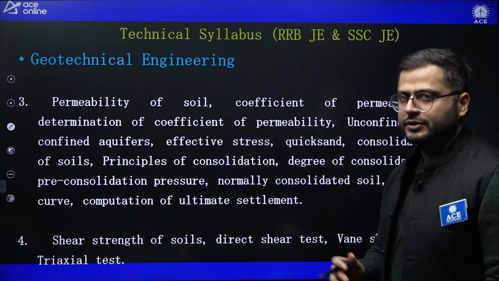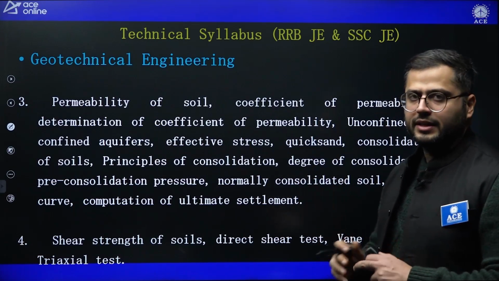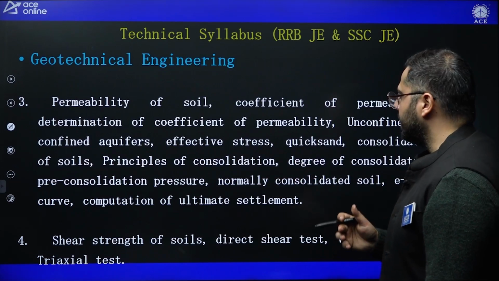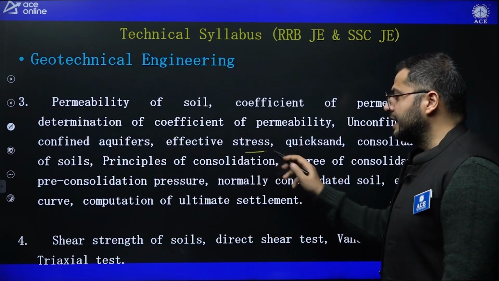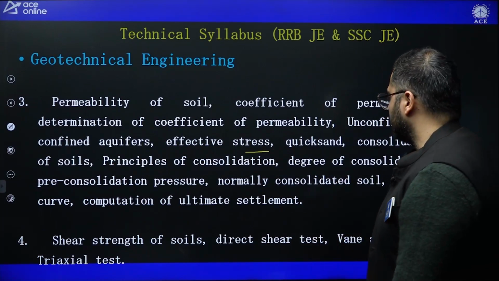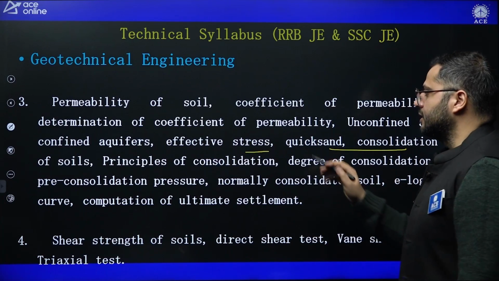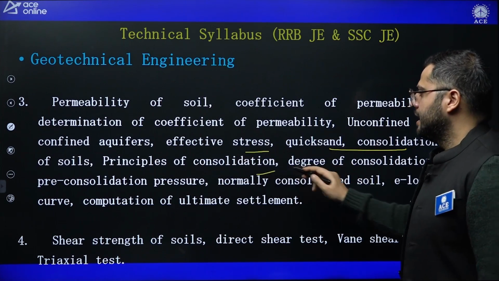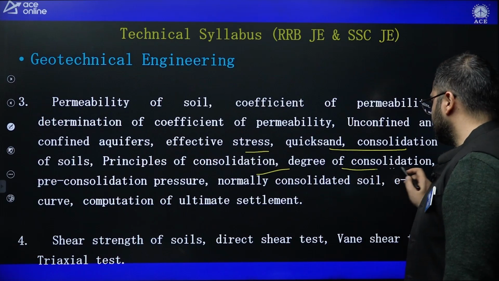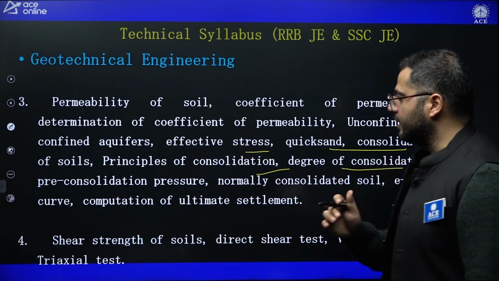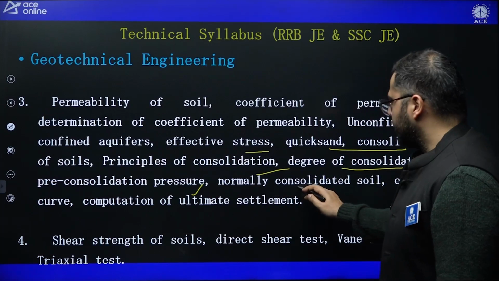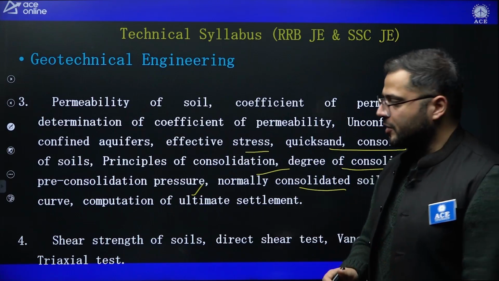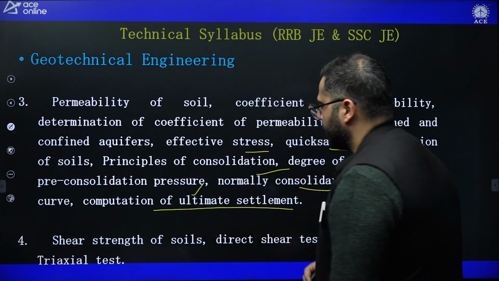After that, permeability of soil, all the topics, seepage through soils, you have to cover. Determination of coefficient of permeability, unconfined and confined aquifers, and the effective stress chapter, again to be covered. Quicksand, consolidation, the consolidation topic is to be covered: principle of consolidation, degree of consolidation, pre-consolidation pressure, normally consolidated soil, relationship between void ratio and effective stress, computation of ultimate settlement.